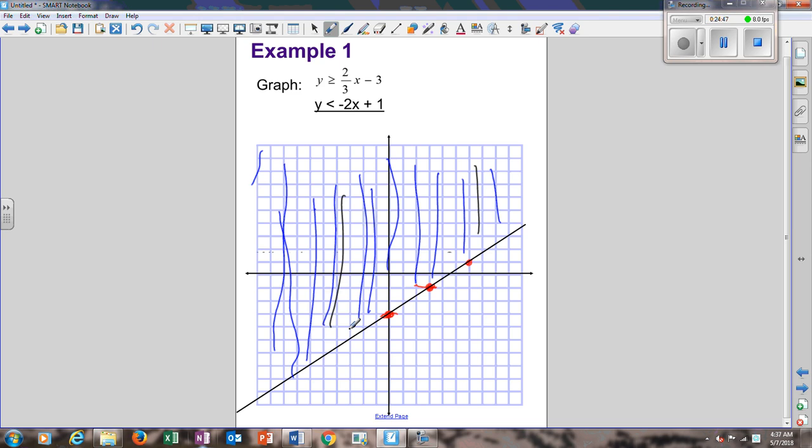Then for the second one, start at 1, make a dot, you go down 2, and right 1, make a dot, down 2, right 1, make a dot. And then you're going to draw a dotted line. So you draw your dotted line, then you're shading everything underneath it. So your real answer is everything that has both the blue and the red in.